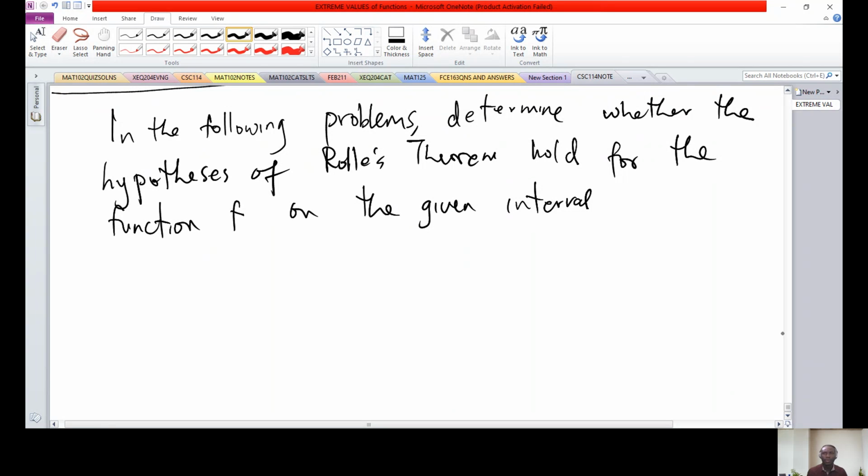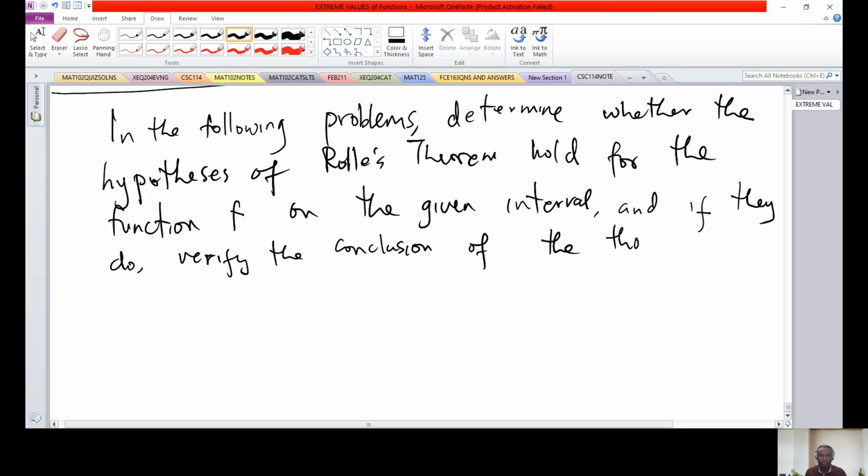Okay, in the following problems, determine whether the hypothesis of Rolle's theorem holds for the function f on the given interval, and if they do, verify the conclusion of the theorem. So remember, the hypothesis means that the function is differentiable on the open interval and continuous on the closed interval AB.